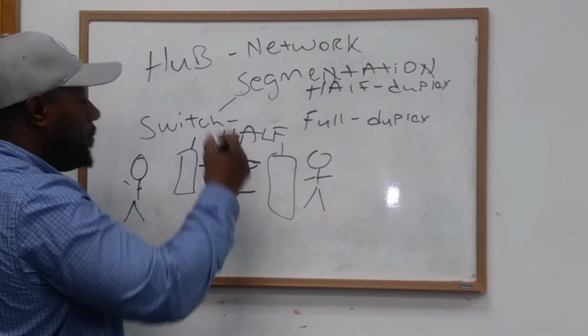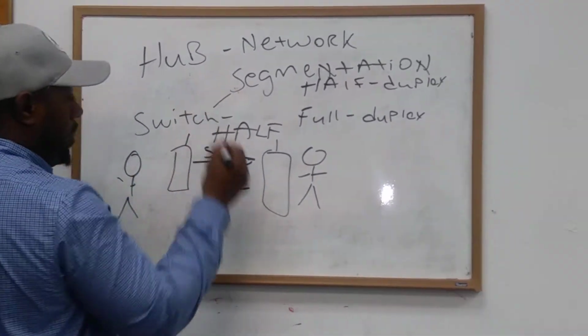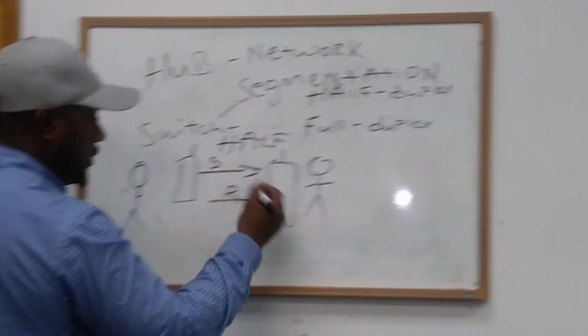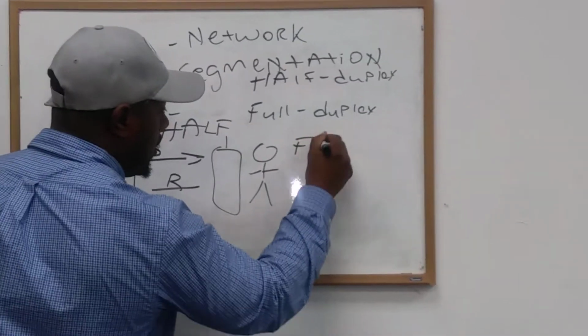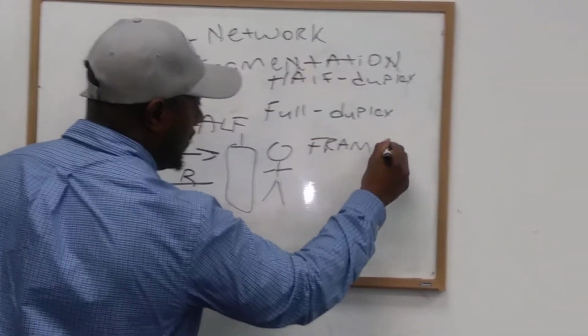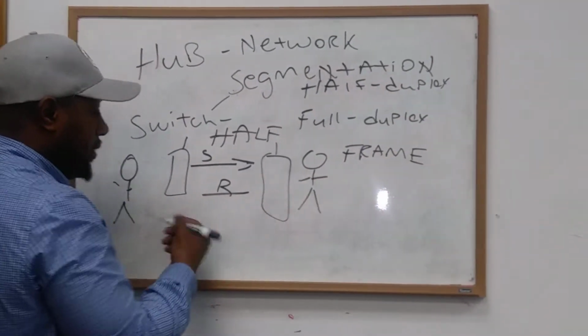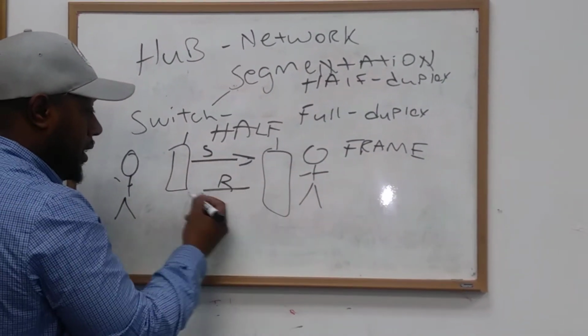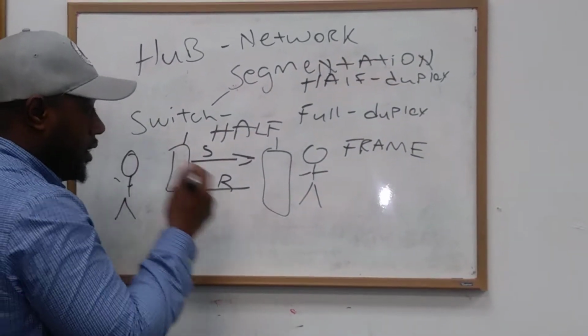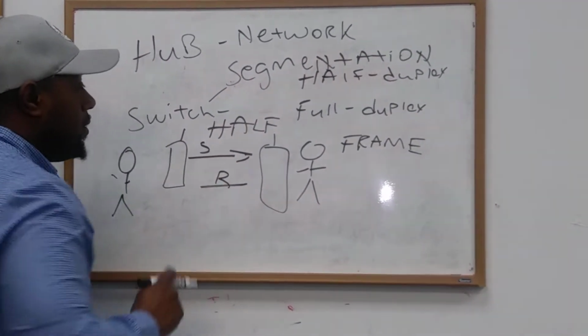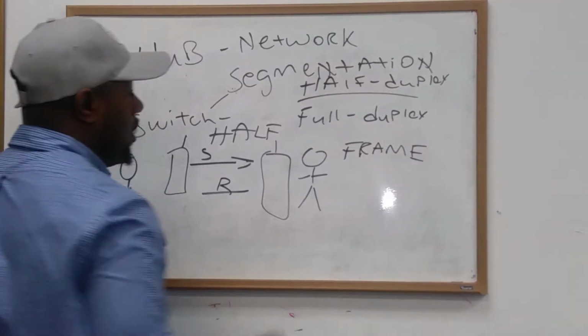So with a hub, you can send a frame at one time. What you're doing is sending frames, because that's what you're doing in a LAN environment. You're sending something that's called a frame. You can send at one time and you can receive at one time. So with a hub, you send a frame and then you receive a frame. That was the concept of a hub. So a hub was half duplex.